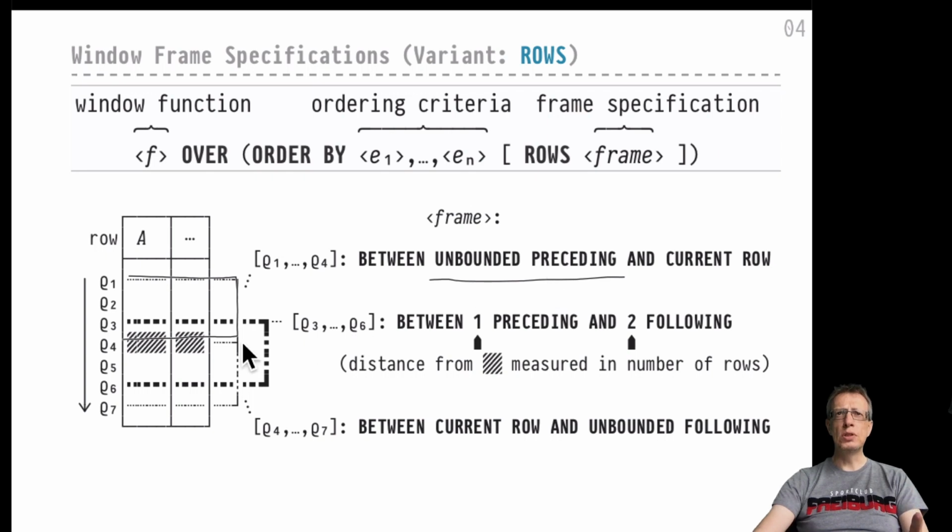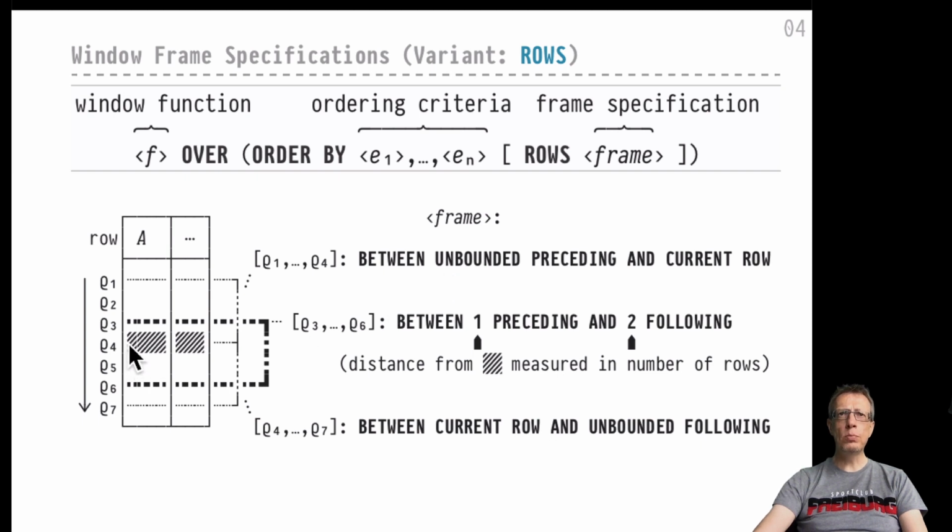And the second border would be the current row. All right. So between unbounded preceding and the current row, this would be the span of the frame that is specified here. And you can see the rows inside the frame. I've listed them explicitly here. So from the beginning of the table, from row 1 up to row 4, which is the current row currently, that would be the span of this particular frame.